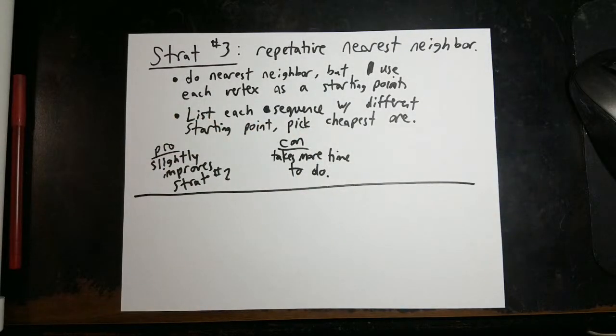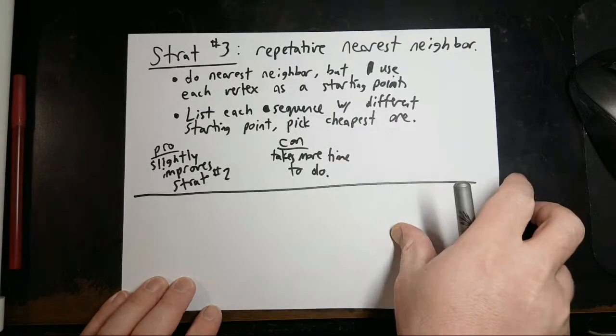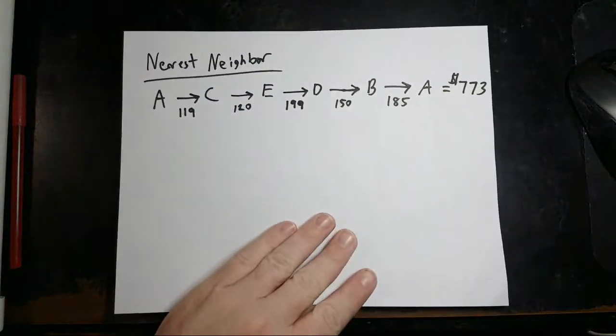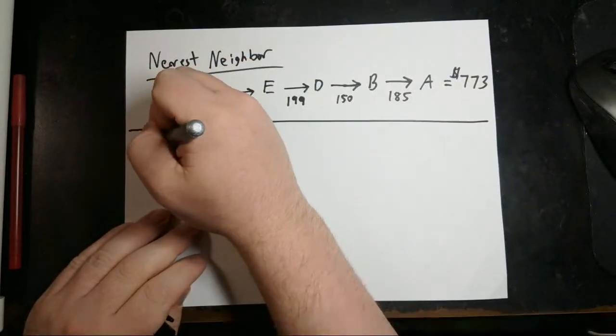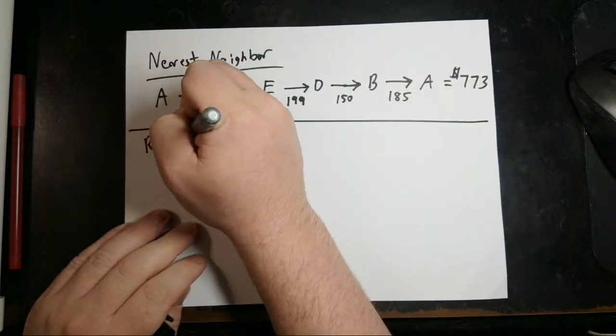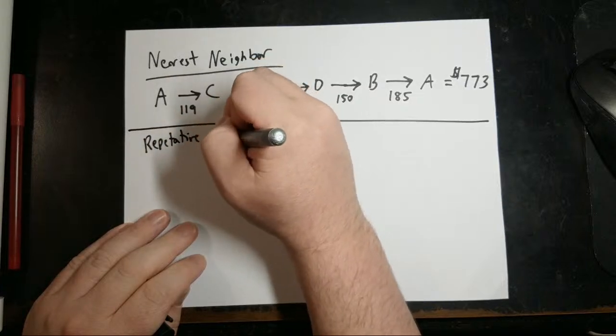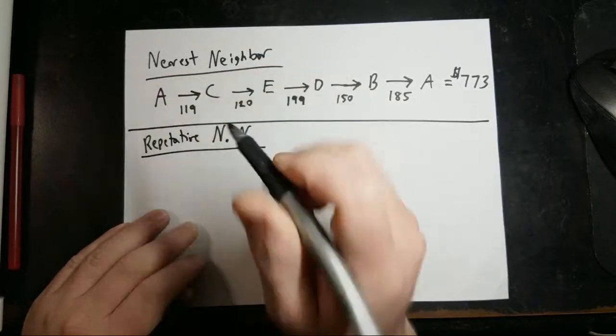So basically, I can do repetitive nearest neighbor starting with A. I can do nearest neighbor starting with A. I can do nearest neighbor starting with B, starting with C, starting with D, starting with E. And I'm going to show you what that looks like. So, come here, you. Let's see here. This is repetitive nearest neighbor.